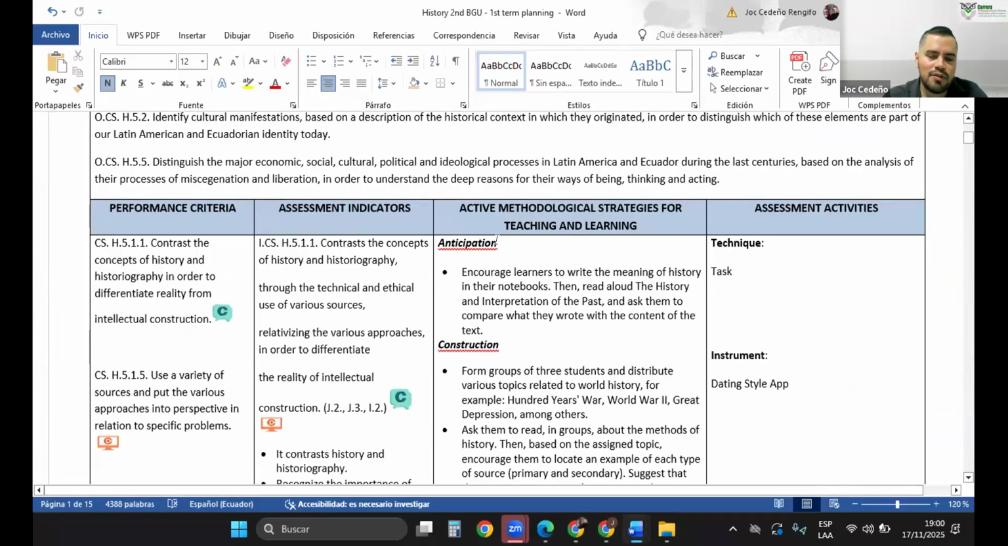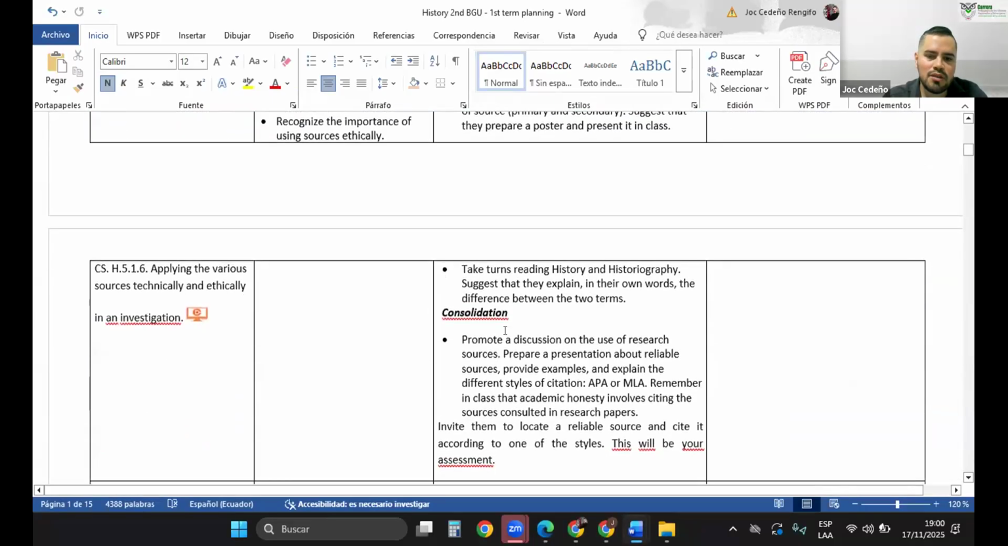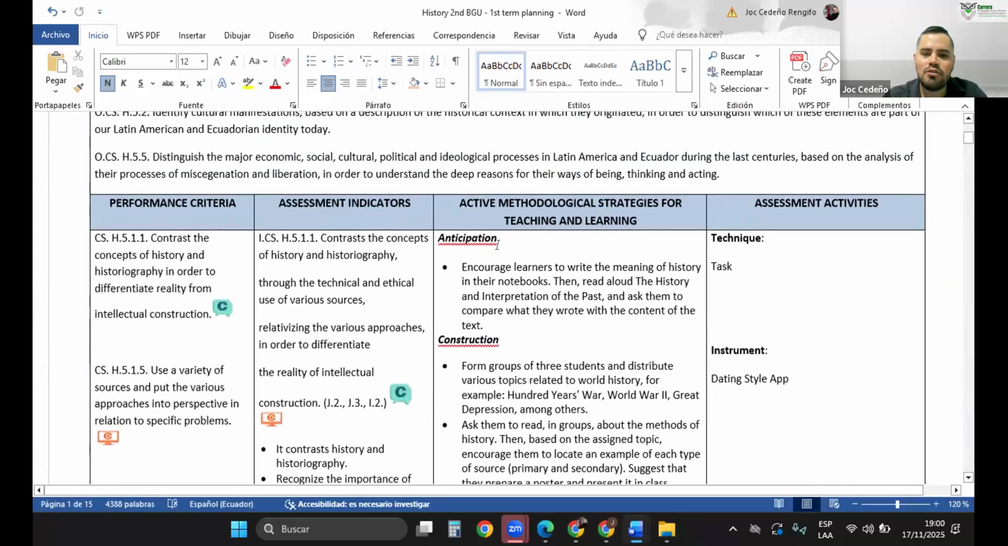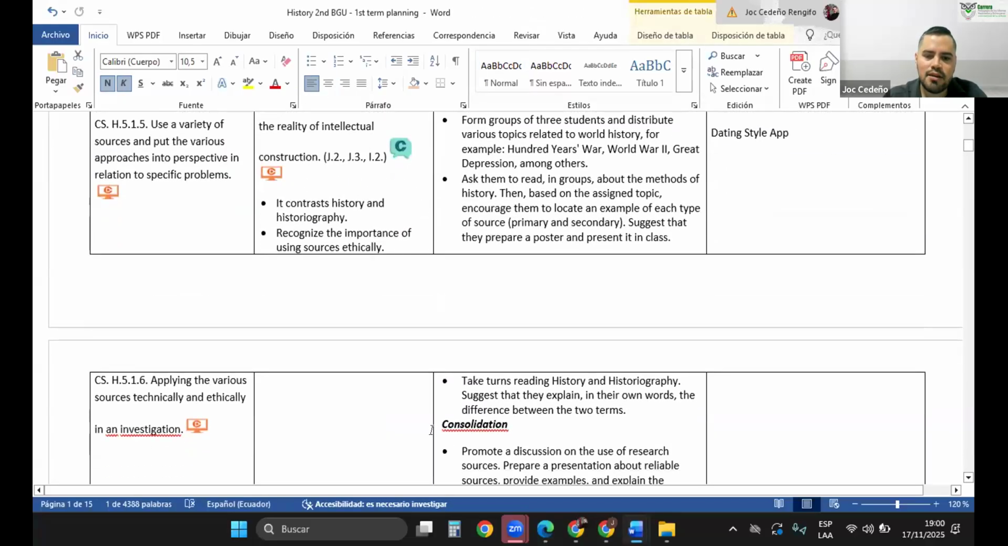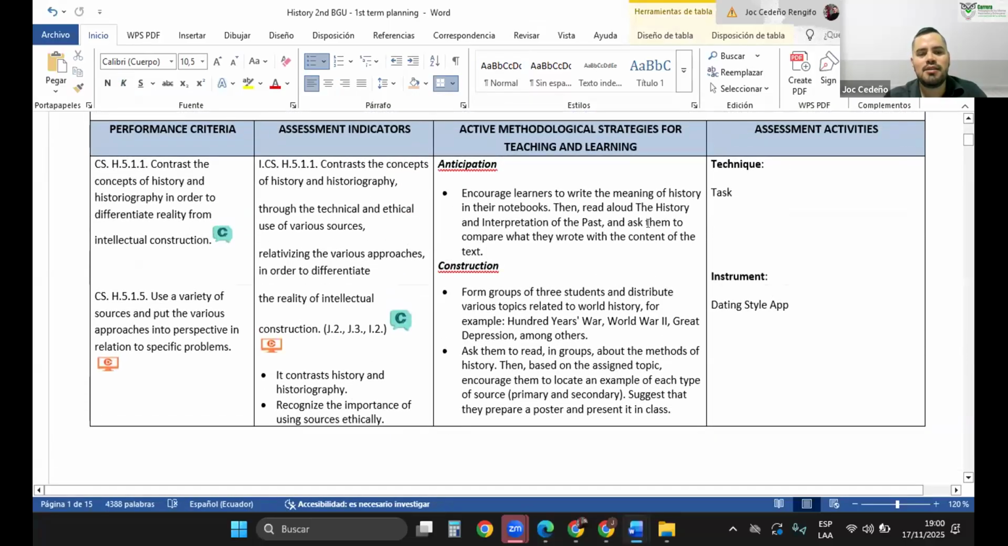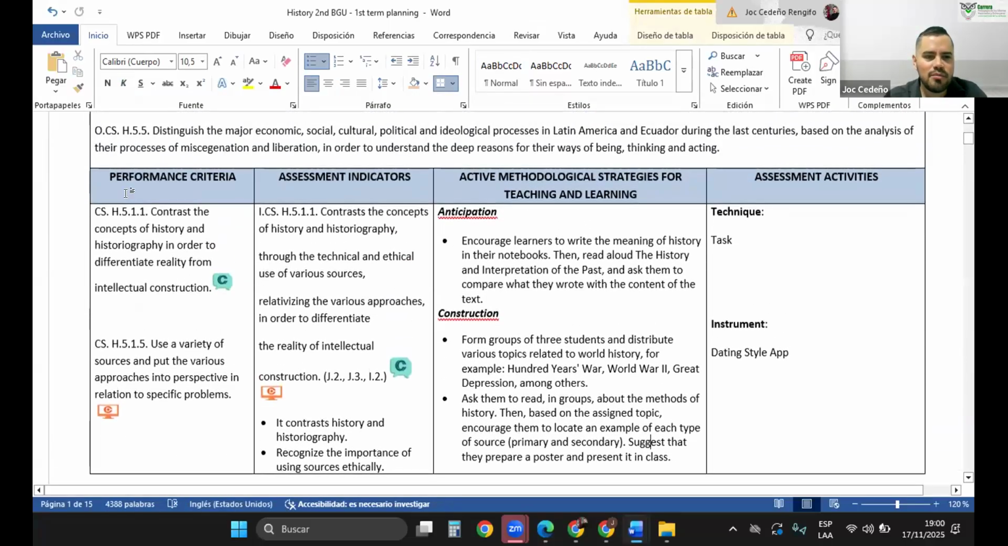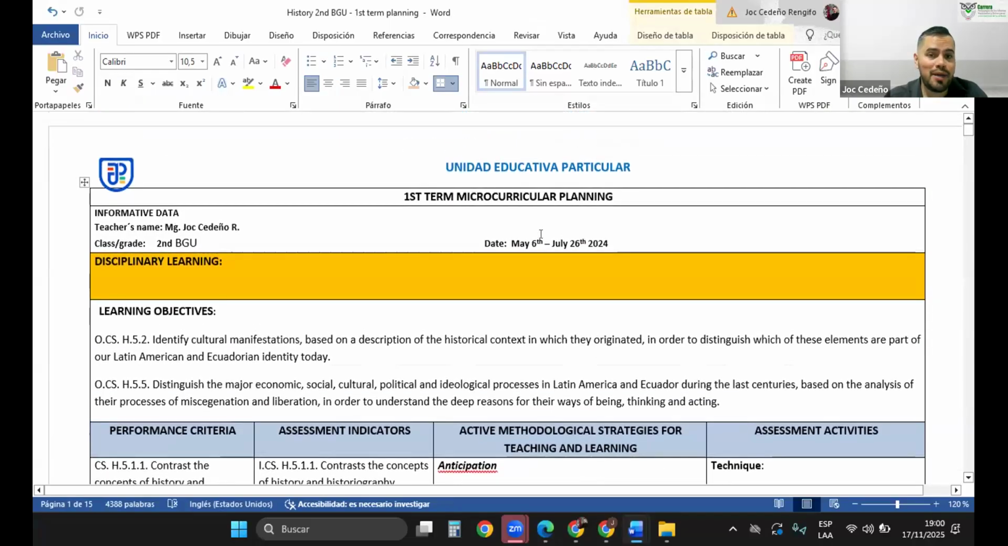These stages are different: anticipation, construction, and consolidation, but you should use present, produce, and practice here, okay? So here is an example. Where do you get the performance criteria from? From the curriculum of English, okay? So remember having a format for your next demo class, okay?